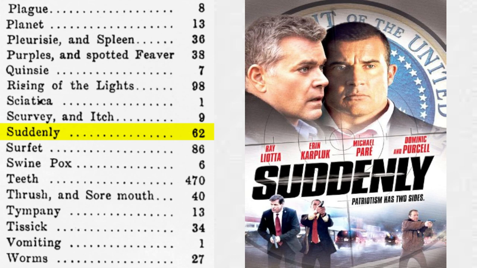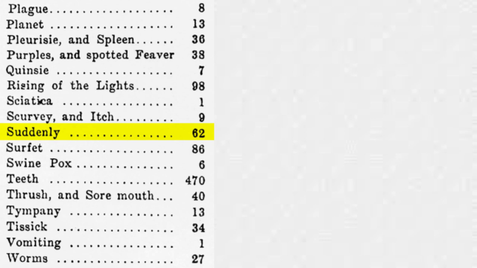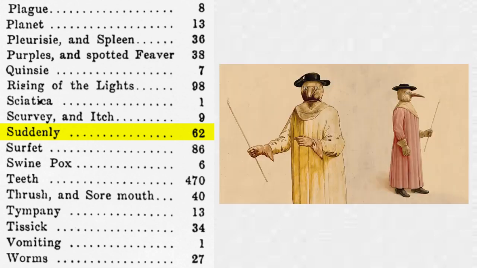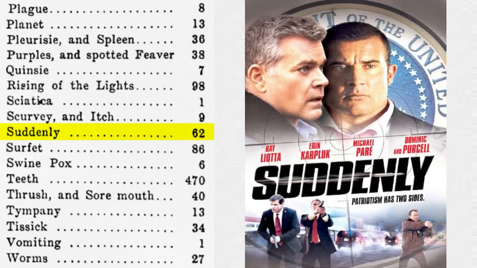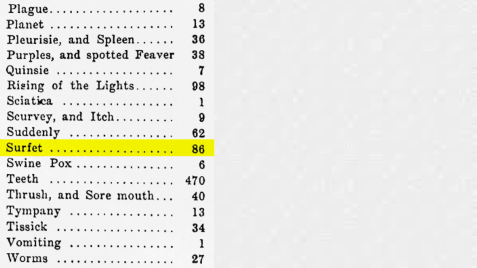A personal favorite description of mine goes to the 62 who died suddenly. It's items like this that really make you recognize how far we've come in terms of medical diagnosis. Imagine calling a professional in to check out the body, and the best they can come up with is, yeah, they died. Suddenly. Well, what'd he die of? Suddenly.